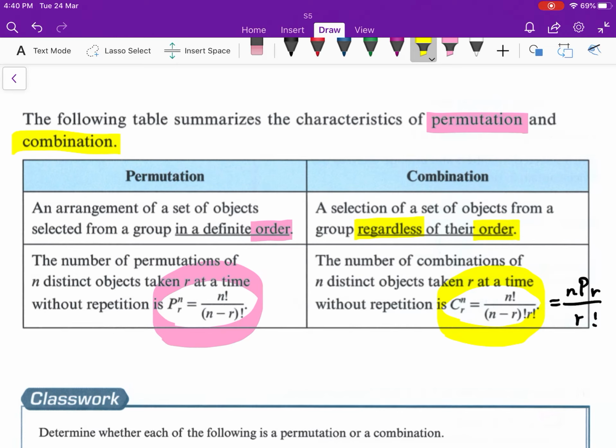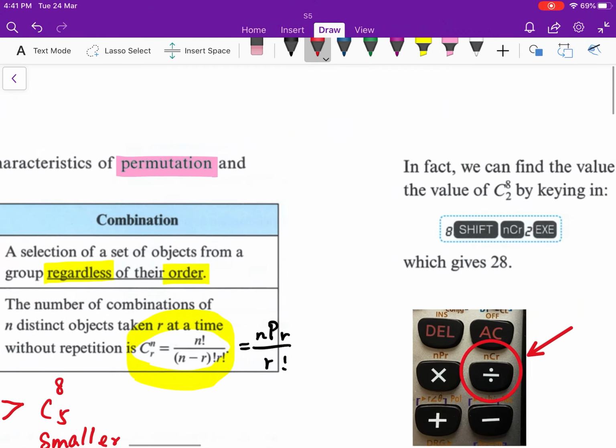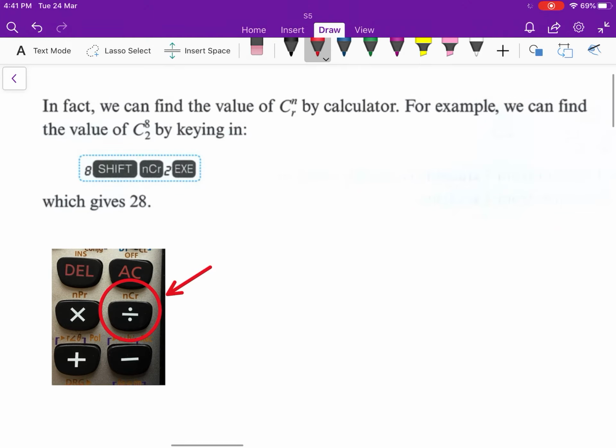So definitely NCR will be much smaller than NPR. For example, in the same case, if you have 8P5 and 8C5, 8C5 must be smaller than 8P5. This C value will be smaller, and the P value will be larger. So now I will tell you how we can find the value of NPR and NCR. In the previous session, you have learned how to find it, right?